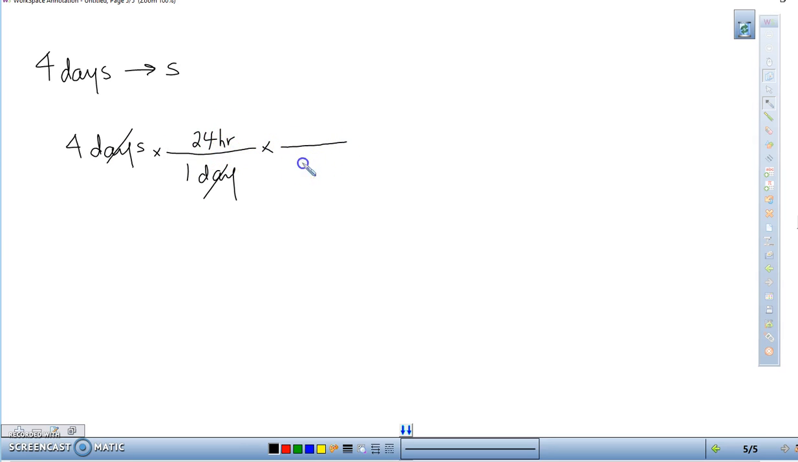So I know that in 1 hour there is 60 minutes. So the hours go away because hours cancel hours, but I'm still left with a unit that I don't want yet. I need to get to seconds. So I know that in 1 minute there is 60 seconds. So finally, after these cancel out, I get to the one that I want, seconds. So I will do the following. 4 times 24 divide by 1 times 60 divide by 1 times 60 divide by 1.